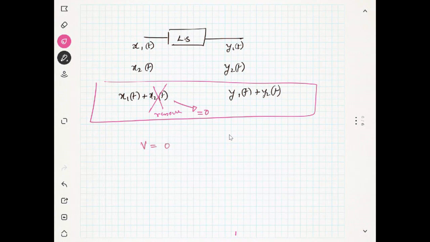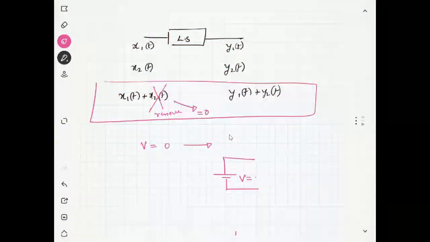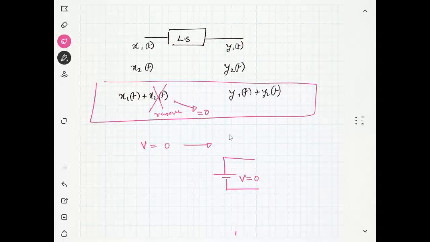In the previous problem, voltage is equal to 0. Voltage is equal to 0 means you have the power supply, you are not going to remove it, but the voltage is equal to 0. Voltage is equal to 0 means it is a short circuit, simply short circuit. Am I correct?